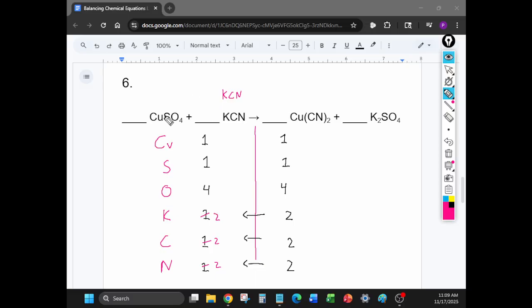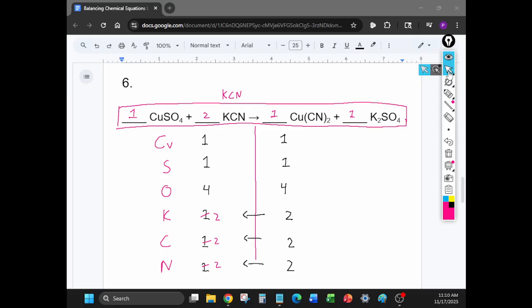So let's fill in our blanks. What goes in our first blank? 1, because we didn't add anything. What goes in our second blank? 2, and then the rest of them are 1 and 1. So 1, 2, 1, 1, and again, I'm going to box the final answer. If you look, all we did was add numbers in the blanks. We didn't change the recipe or anything like that.